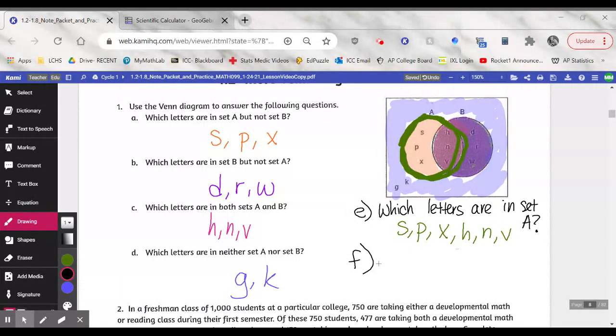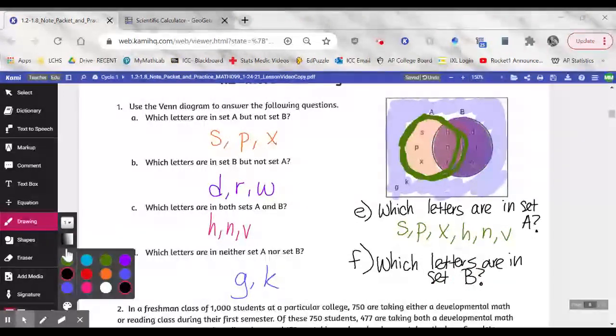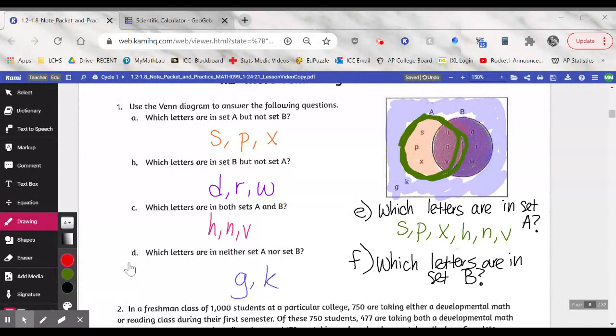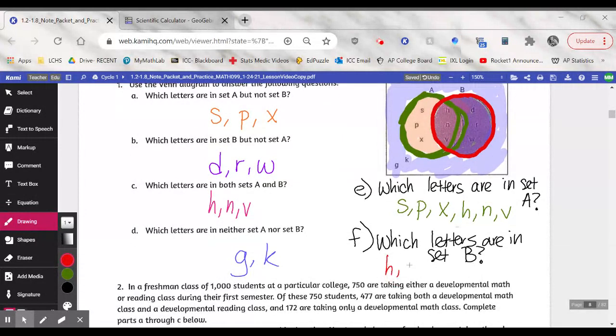For part F, we're going to answer which letters are in set B. Again, this one doesn't have any restrictions given to it. So you want to include any that are in set B. So you want to look at the entire circle. So that entire circle is going to include H, N, V, D, R, and W.